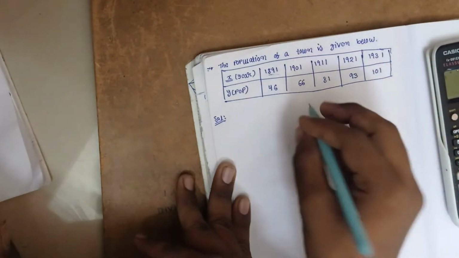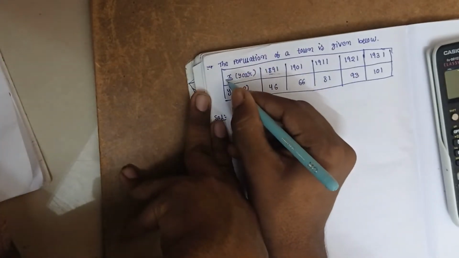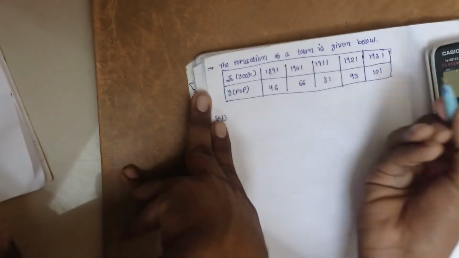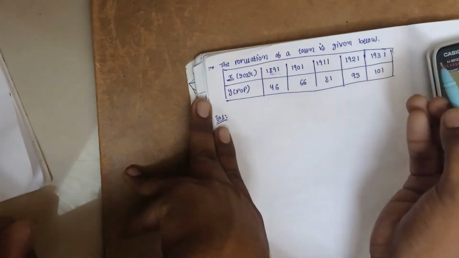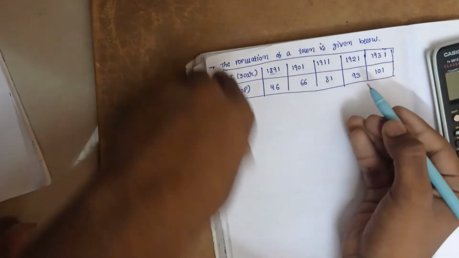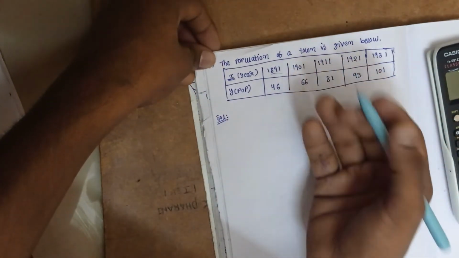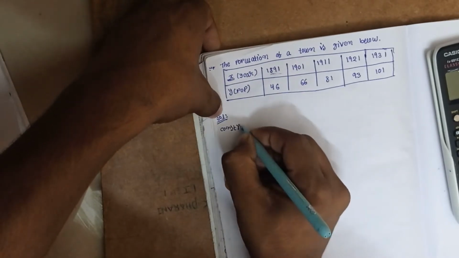To explain this, consider a sum where x is in years and y is the population. Find the value at the year 1925, that is, the population in that year. So we use the Newton backward difference formula to find this value. First, construct the forward difference table for the data.